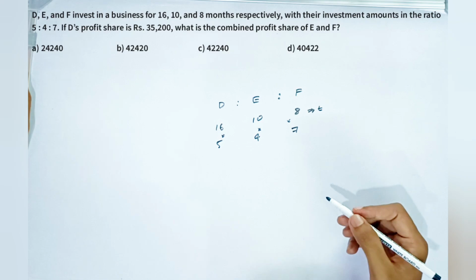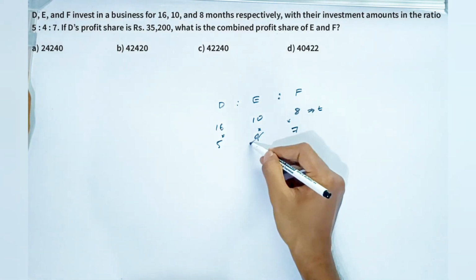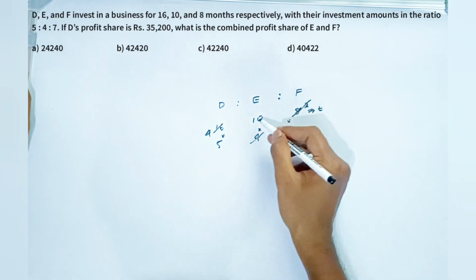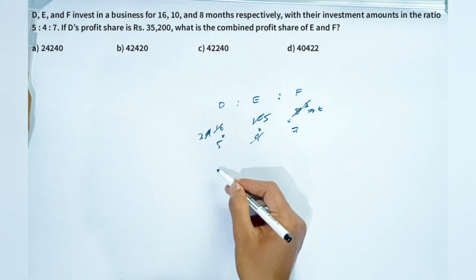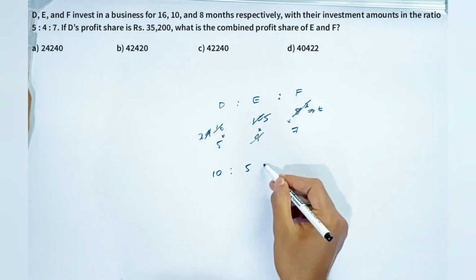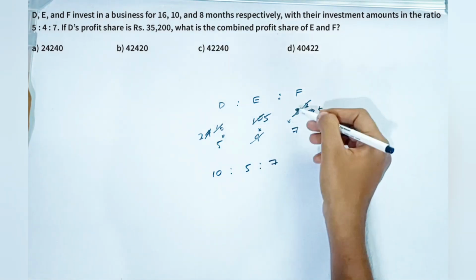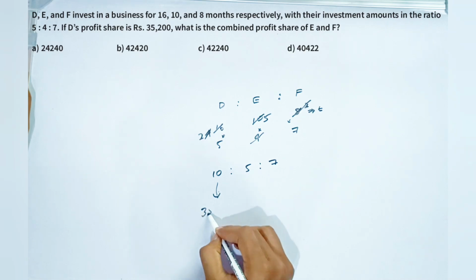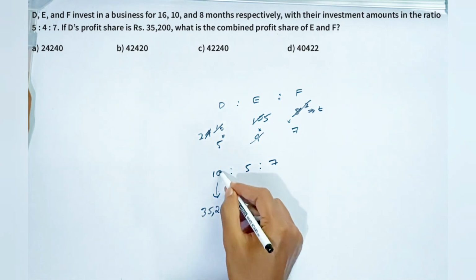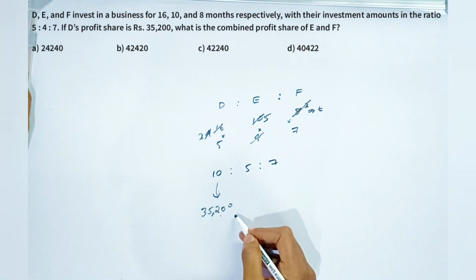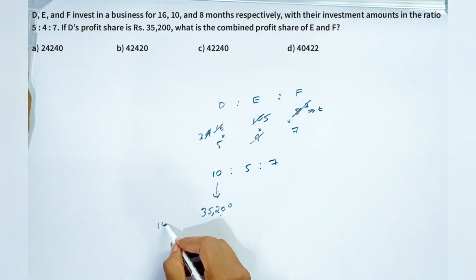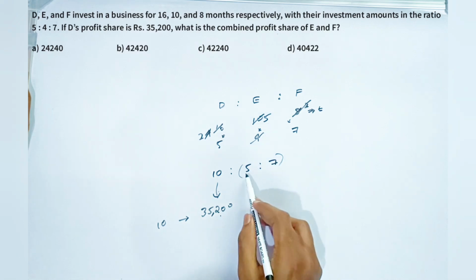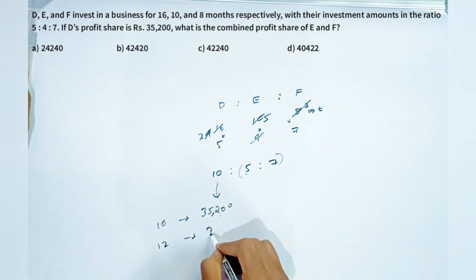Here we can cancel 4 ones, 4 fours, 4 twos, and 2 ones, 2 fives, 2 twos. So the answer is 10, here 5, here 7. So this is D is to E is to F, and it is given that D's share is 35200, which is 10 parts. In the question, we have to find the combined share of E and F, which is 12 parts.